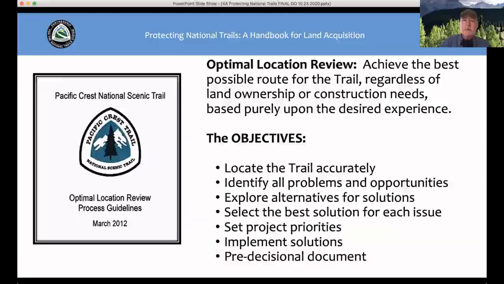The Pacific Crest Trail also has a land acquisition or inventory process that's based in large part upon optimal location reviews. For those of you that aren't familiar with optimal location reviews, they've been adopted on several of the National Scenic Trails at this point. And they have helped those organizations establish, quite simply, where the optimal location for a trail would be.